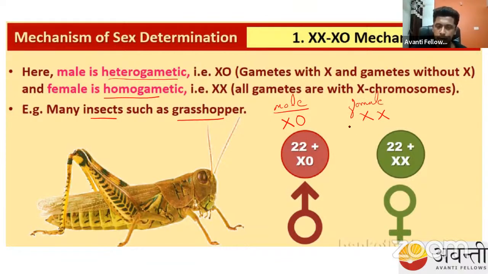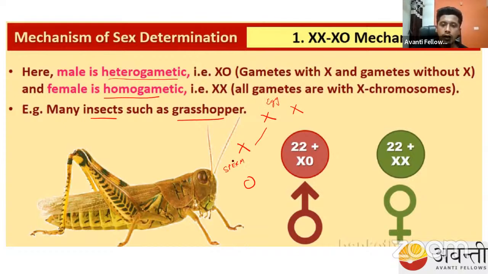Now, what happens when gametogenesis happens? The male produces X type of sperms and O type of sperms, that is without any sex chromosome. Whereas the female produces only X type of eggs. Now, when they mate, if X sperm goes with X egg, I will write egg here and sperm here. Sorry, I'm making it congested. So X and X gives XX. Again X and X gives XX. And here we have XO, and then XO. Now you can see all these XX will become females and all these XO will become males.